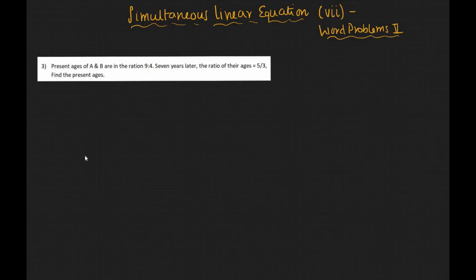I think the best way to start would be to write the given information in this format. So you can write the present age of A and B. So it's given A and B, so let's say they are X and Y. The first thing given is, let's write what is given, X by Y is 9 by 4. And 7 years later, the ratio of the ages is 5 by 3.